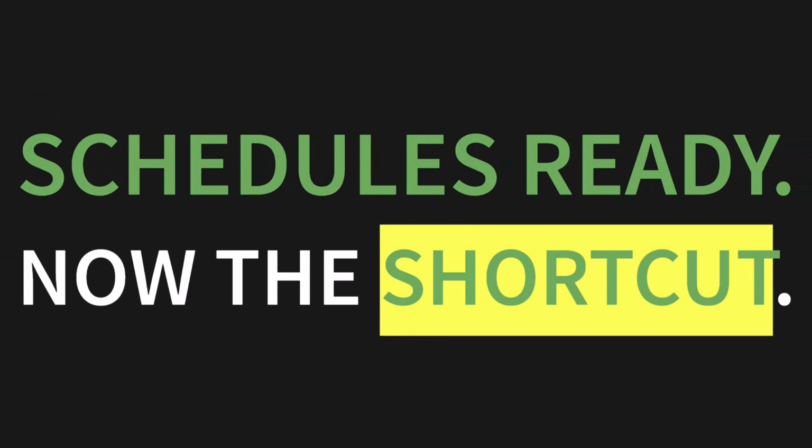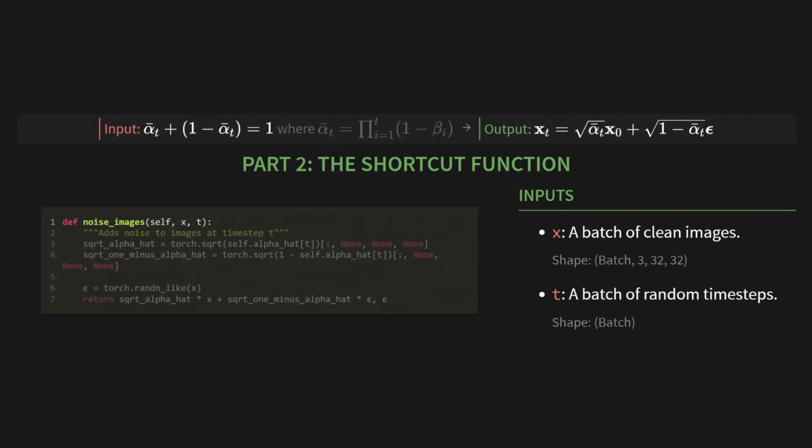Schedule's ready. Now for the shortcut itself. This function, which we'll call noise images, is the heart of the forward process.